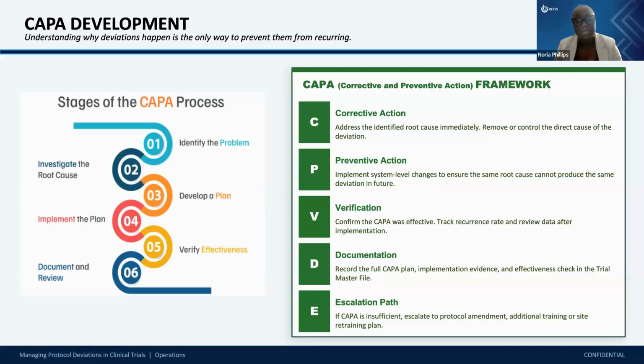The next thing is that you develop a plan. You develop a plan to be able to implement a solution. Once you've identified the root cause, you implement the plan, you verify effectiveness, and then you document and review. Review gives you a continuous process improvement. You continue to improve that process.